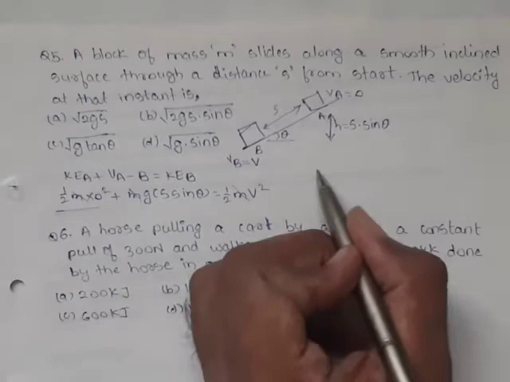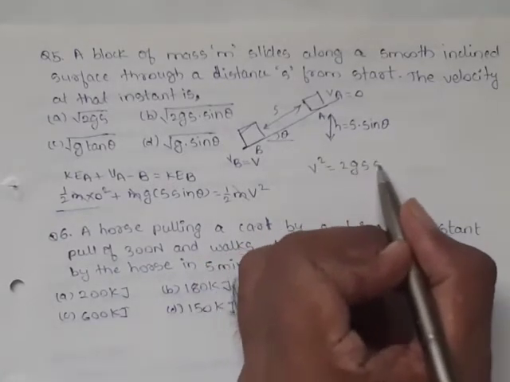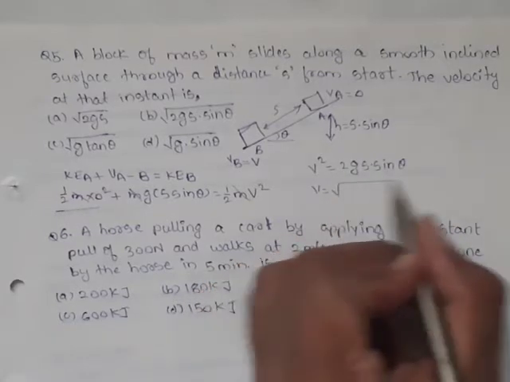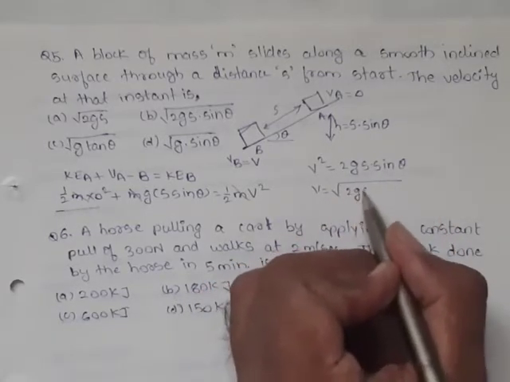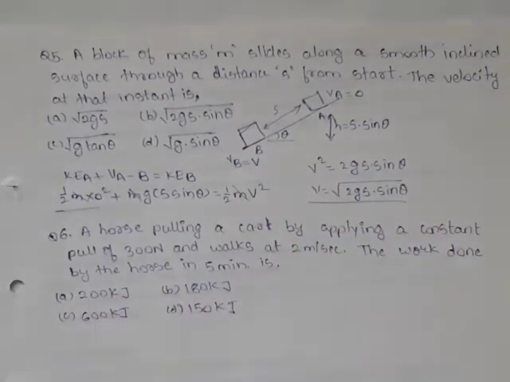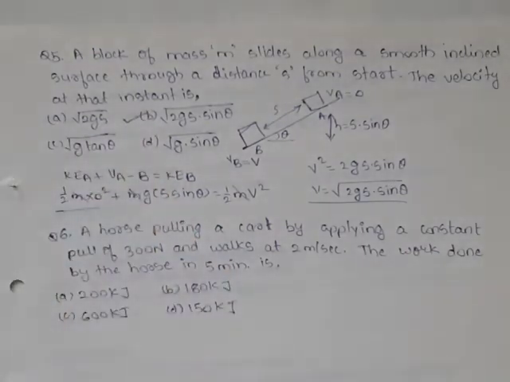So finally our V square is nothing but 2gs into sin theta, or V equals under root 2gs into sin theta. So from the four options, option B is correct. That is, the velocity at the second point is under root 2gs sin theta.